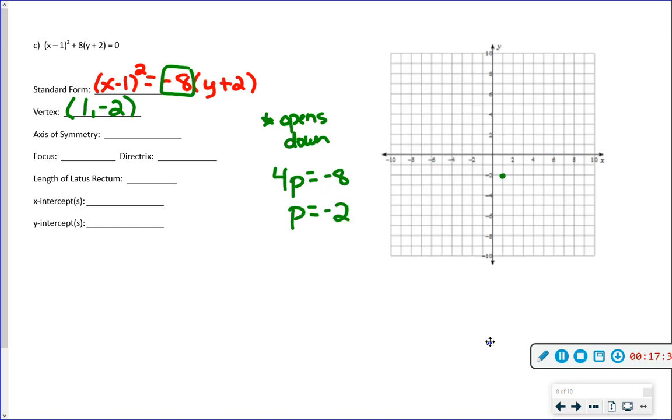Okay, focus point. Count it the same direction your parabola opens. Opens down, so I'm going to go 2 units down for my focus. I'm going to jot down that ordered pair. I'm at 1, negative 4.